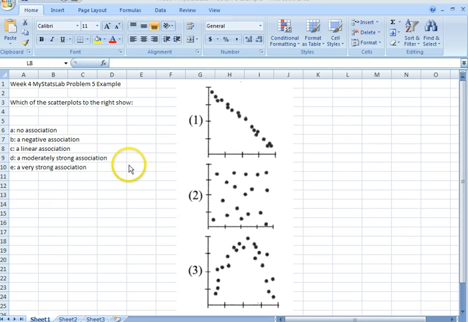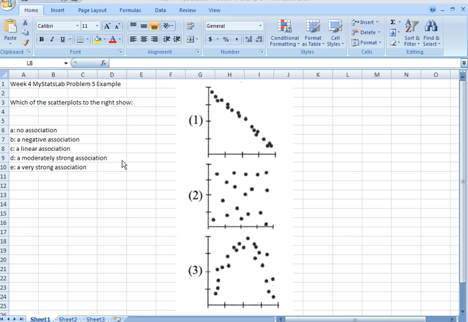Part D asks us to find which scatter plot has a moderately strong association. Well, another feature to look for in a scatter plot is strength. The closer the points are together, the stronger the association. So number 1, very close. Number 3, fairly close. Number 2, of course, not close at all. So out of these three, a moderately strong association would be number 3.